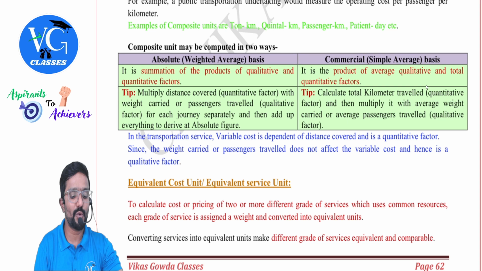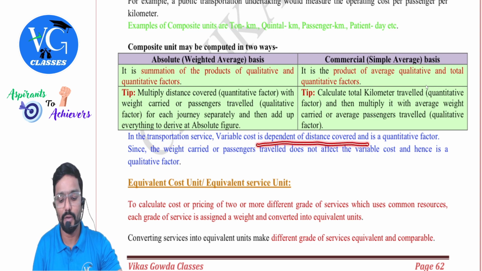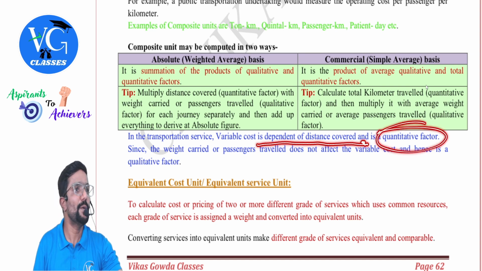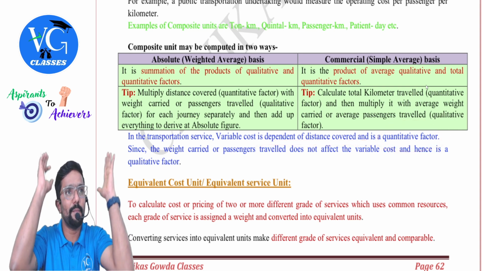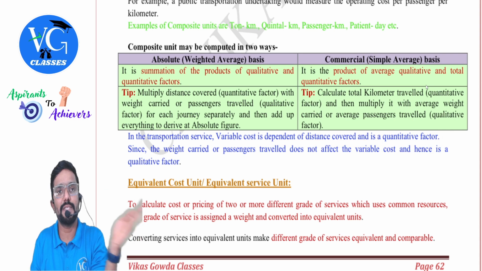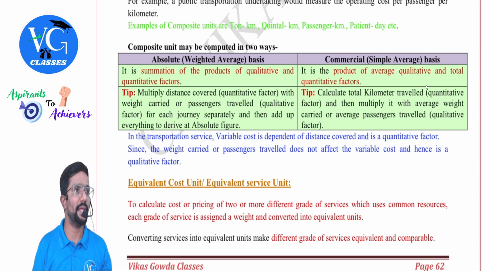First of all, what is qualitative, what is quantitative? In a transportation service, variable cost is dependent on distance covered. Now, variable cost will vary with what? Number of kilometers traveled. So in that case, what is the quantitative factor? The distance. Number of kilometers would be the quantitative factor. Whereas whatever weight the truck carries or whatever passengers the bus carries would be qualitative.